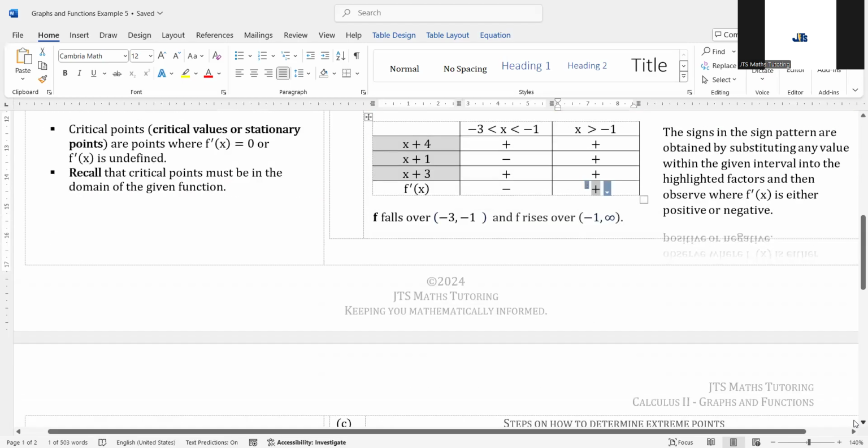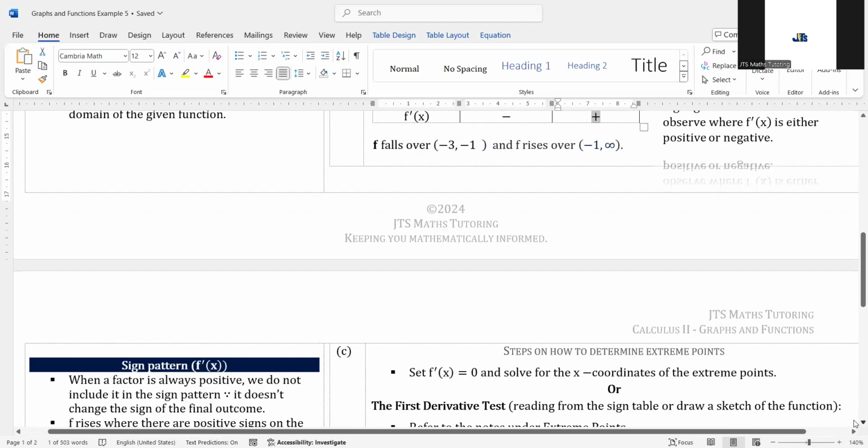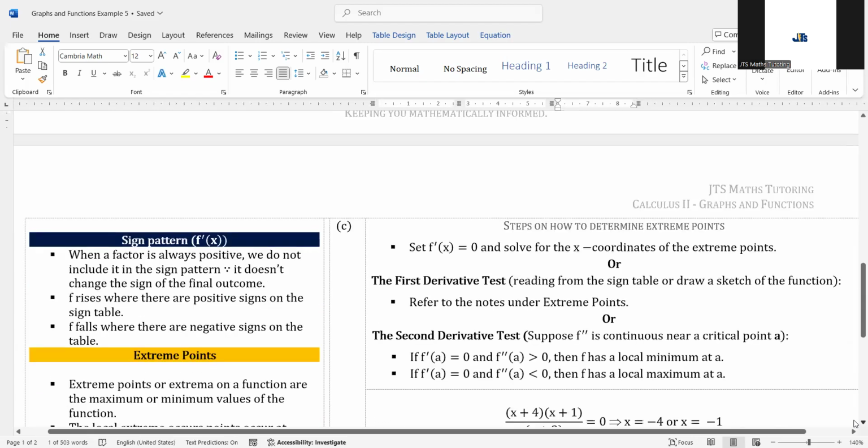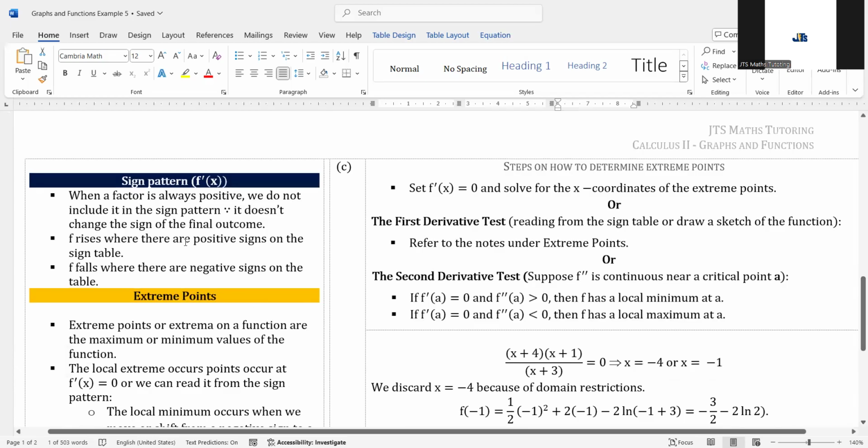Now we want to go ahead and find out how we determine the extreme points. You can see again on this left side, these notes I've already explained just a few minutes ago. When a factor is always positive, we do not include it in the sign pattern since it doesn't change the sign of the final outcome. f rises with positive signs on the sign table. f falls with negative signs on the table. So you have already seen that.